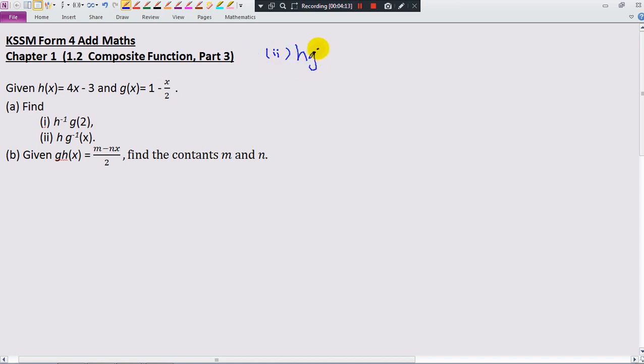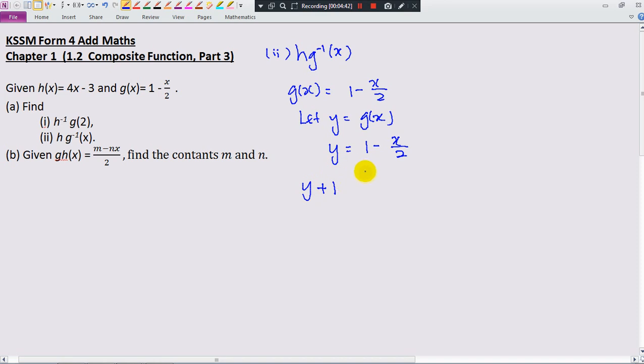h of g inverse of x. So I find the g inverse first. g of x is equal to 1 minus x over 2. Let y equal g of x. So y will be equal to 1 minus x over 2. So I want to change the subject from y to x. y minus 1. Sorry, so it's positive; if you bring it over here it becomes negative. y minus 1 equal to negative x over 2. So I multiply both sides by negative 1.